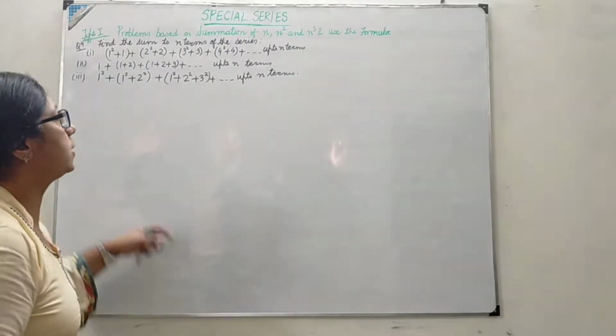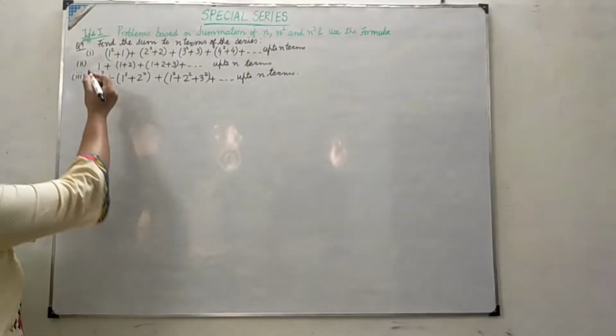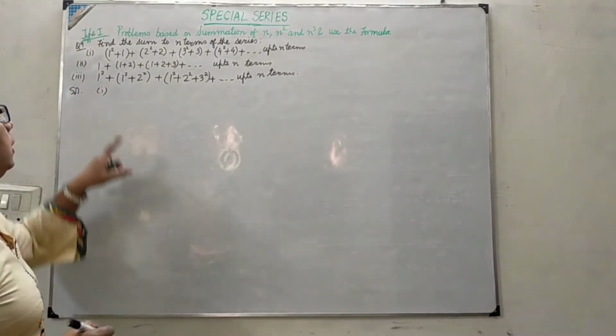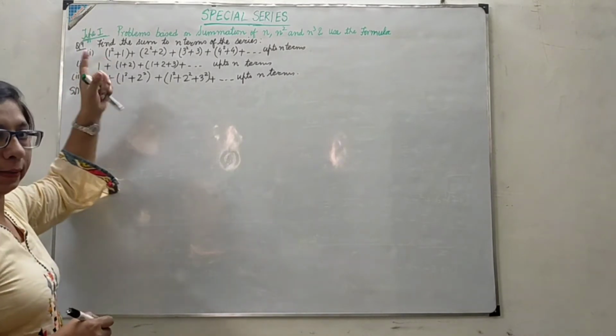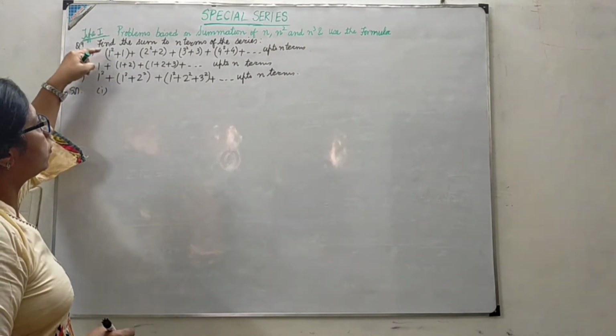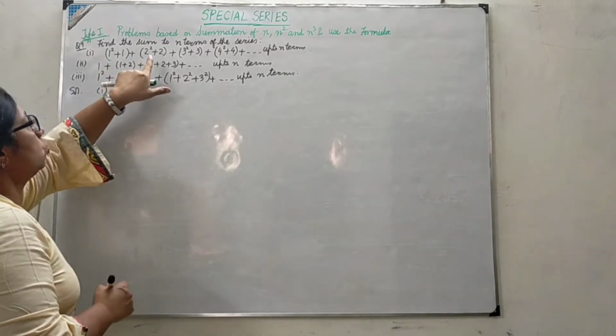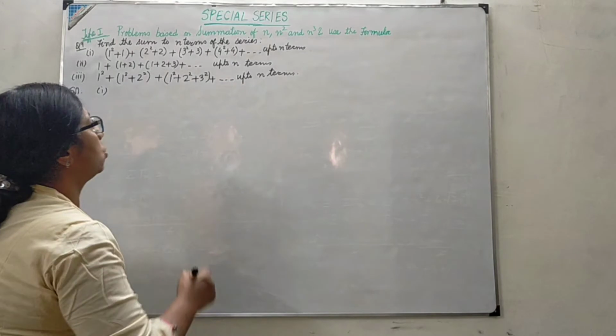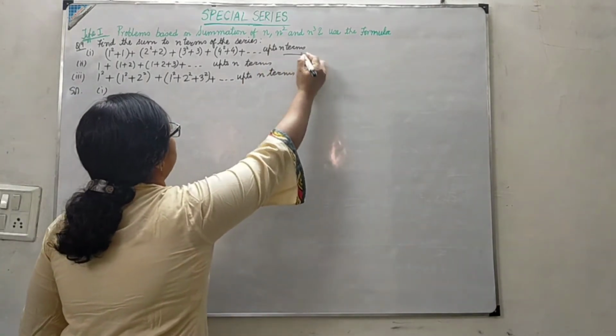Continuing the questions on the same topic, I have taken here a question in which there are three parts almost similar. So let me take one by one. The first part you can see it's very simple. The first term here is not 1 square or 1. This is the sum of 1 square plus 1. This 2 square plus 2 is the second term and 3 square plus 3 is the third term and so on, up to n terms.